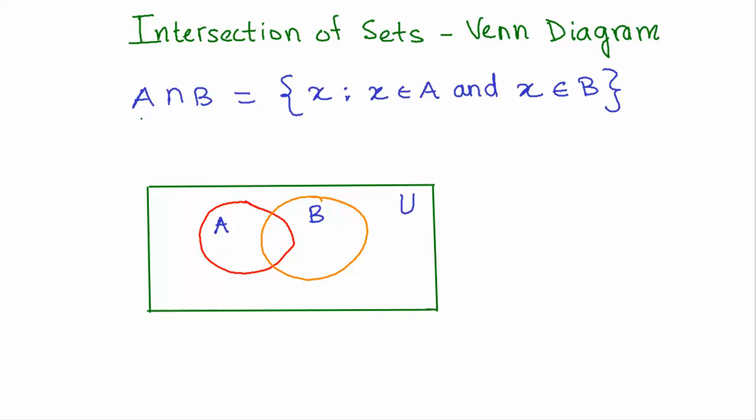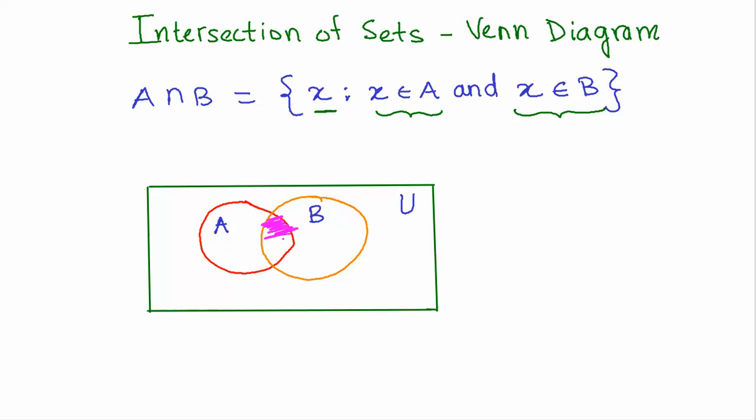Now let us look at the intersection operation using a Venn diagram. Now we just saw that A intersection B is represented as all those elements X where X belongs to A and X belongs to B. That is, it consists of the elements belonging to both the sets under consideration. Now here is what we have: a Venn diagram where U is the universal set, A is the set denoted by the red circle, B set denoted by the orange circle. Now what is the portion that is common between A and B?